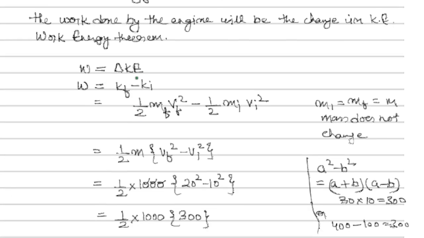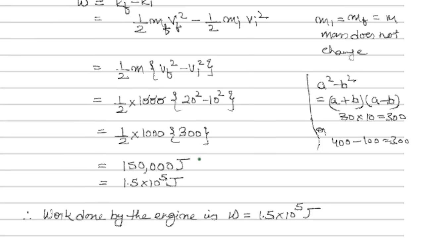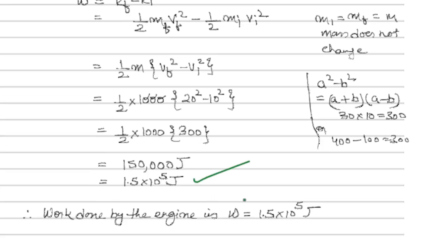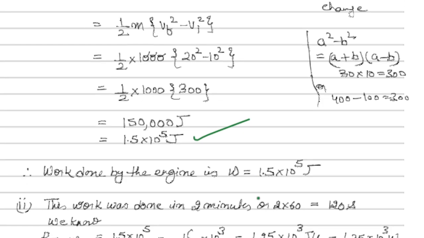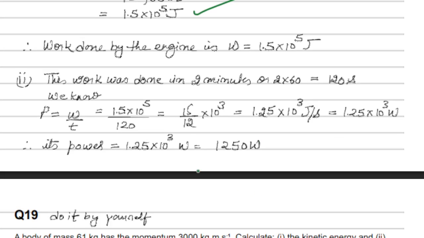Work done is the change in kinetic energy, Kf minus K initial. We will put this, taking half m outside because mass is constant. So we end up just subtracting the squares of the final and initial velocities, and we get a value like this. So the work done by the engine is 1.5 into 10 to the power 5 joules.